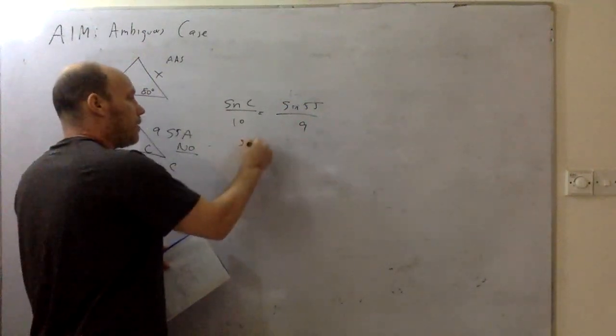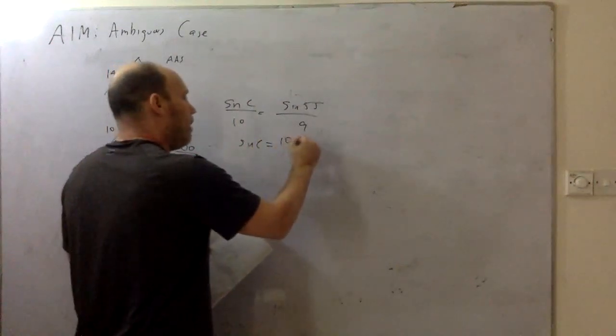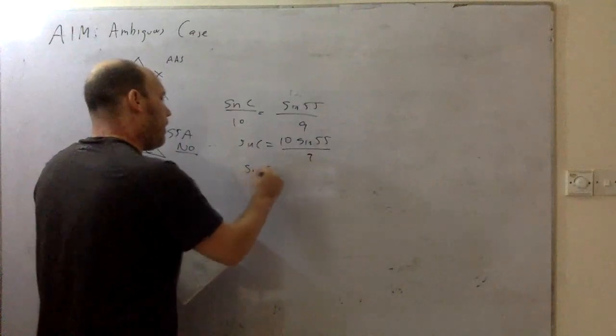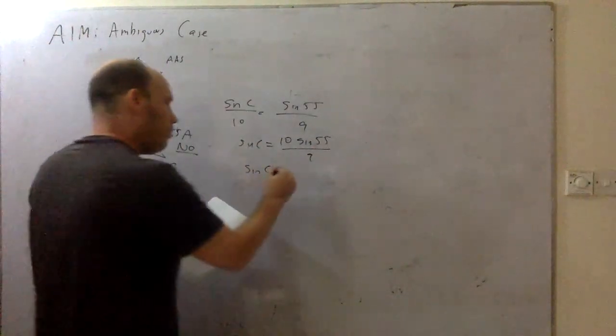We manipulate it. This is easy, I just have to get rid of the 10. Sine of C equals 10 sine of 55 over 9. We get sine of C equals 0.910.